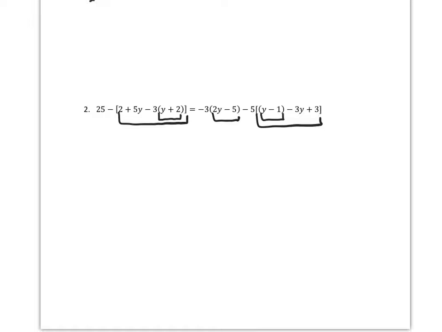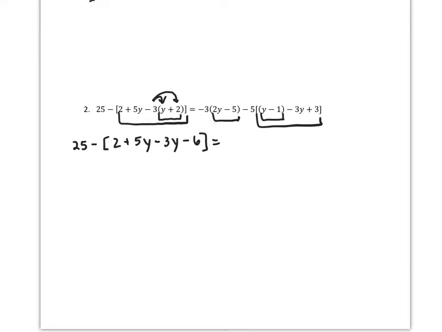So on the left-hand side, you bring down the 25 minus, you bring down the bracket, you bring down the 2 plus 5y. And now you're going to distribute this negative 3 to remove your parentheses. Negative 3 times y is negative 3y. Negative 3 times positive 2 is negative 6.